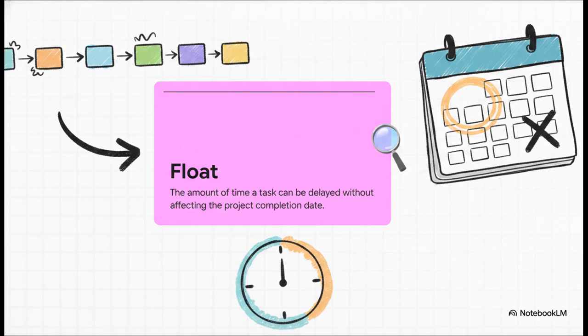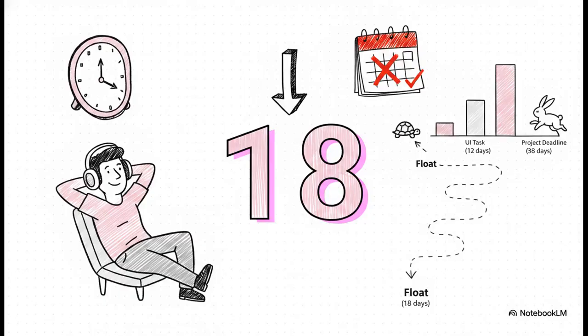Now, float isn't just some dry math term. Think of it as the everyday breathing room built directly into your schedule. It tells us exactly how much a specific task can be delayed or extended before it actually pushes back that rigid 38-day final deadline. And here is a super fascinating takeaway from our data. The UI development task has a massive 18 days of float. Seriously, if you've ever managed a project, you know that 18 days of float feels like an absolute luxury.